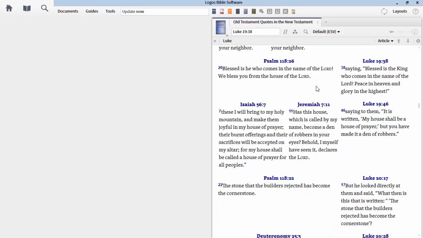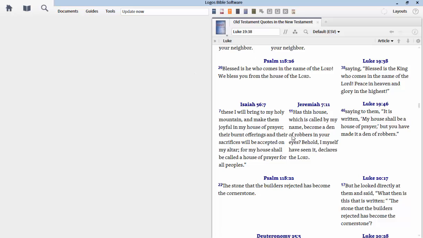In Luke 19:38, we have this saying, "Blessed is the King who comes in the name of the Lord." And where is that taken from? Well, if you open this resource, you will see it's taken from Psalm 118, that the King, the Messiah, would come in the name of the Lord.